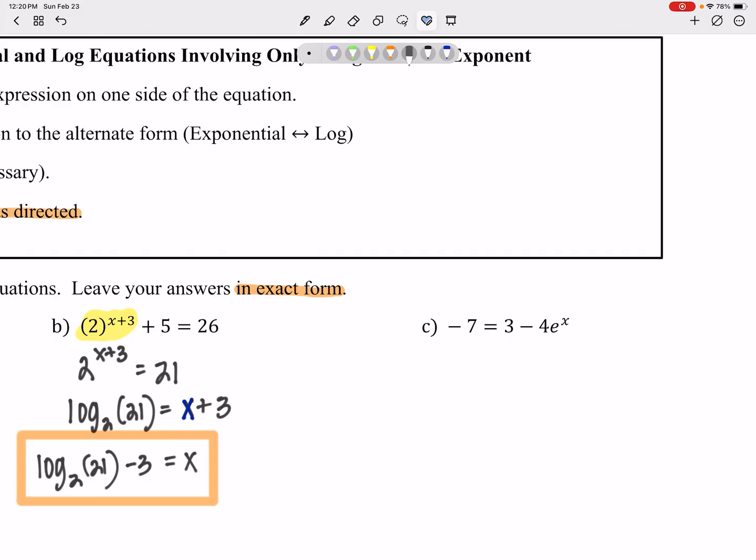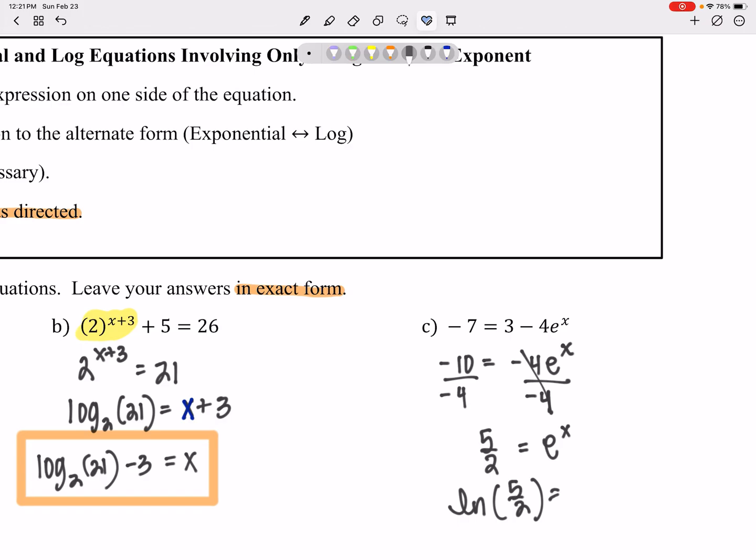Okay, welcome back. If you've just come back, I've got negative 10 equals negative 4 times e to the x. I'm going to isolate the exponential expression, which includes getting rid of that negative 4 in front of e to the x. So I'm going to divide both sides by negative 4. It's an exponential expression, so we don't want any coefficients in front of it. So I've got e to the x equals 5 over 2. And then log base e, the natural log of 5/2, equals x. And that's our final answer.